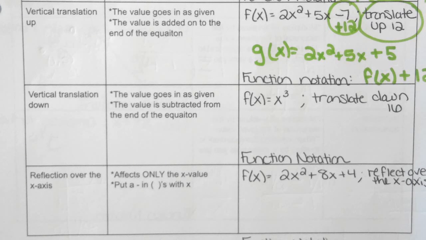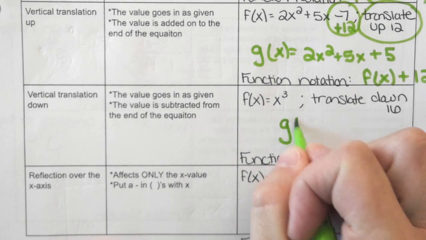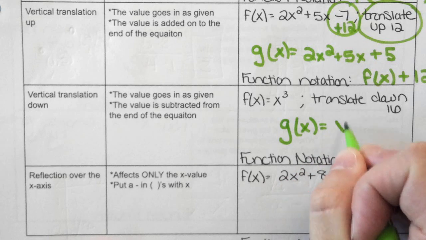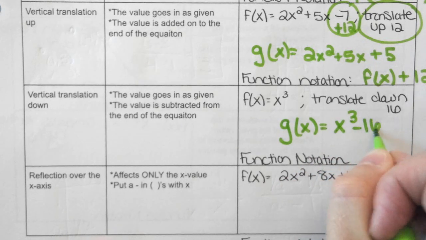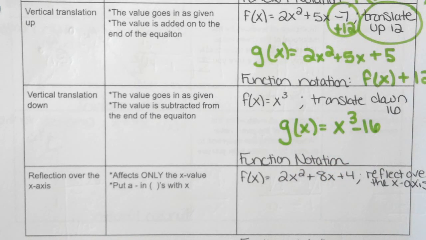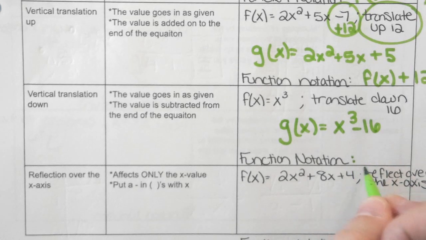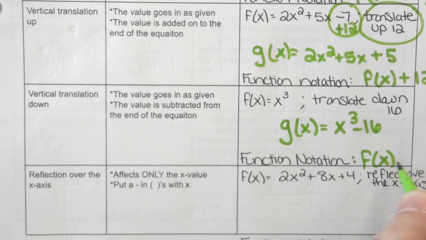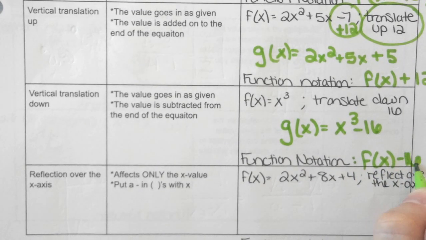Translation down is almost the same thing. We're just going to subtract. Is there any like term I can subtract from? No, bummer. G of x equals x cubed minus 16.